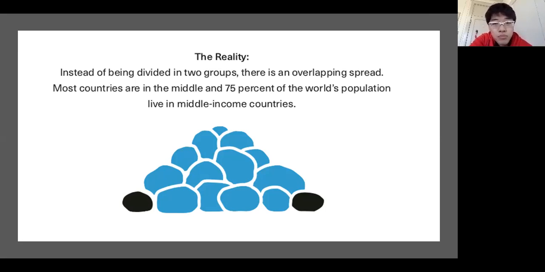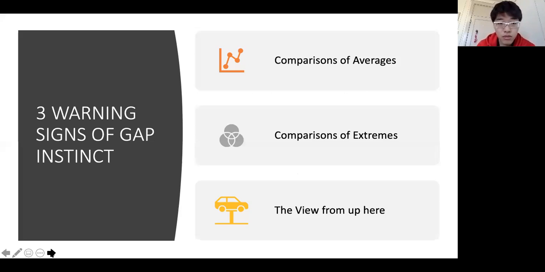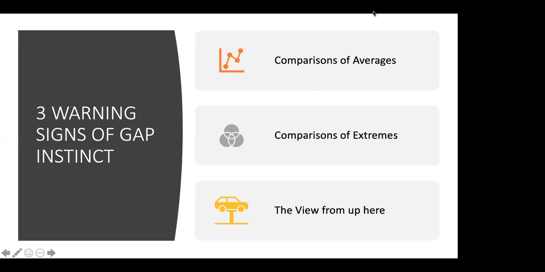For example, most countries are in the middle, and 75% of the world's population live in middle income countries. This is not only two. Next, please. Three warning signs of gap instinct. First is comparison of averages. Second is extremes. Third one is a view from up here. Next, please.